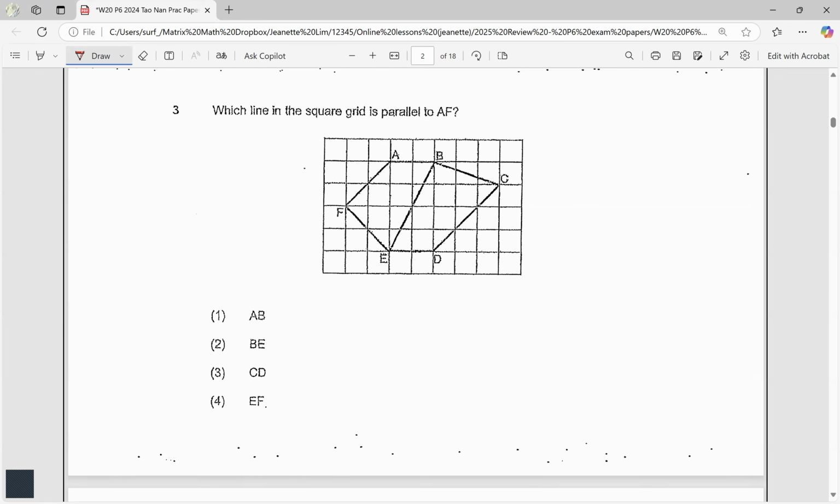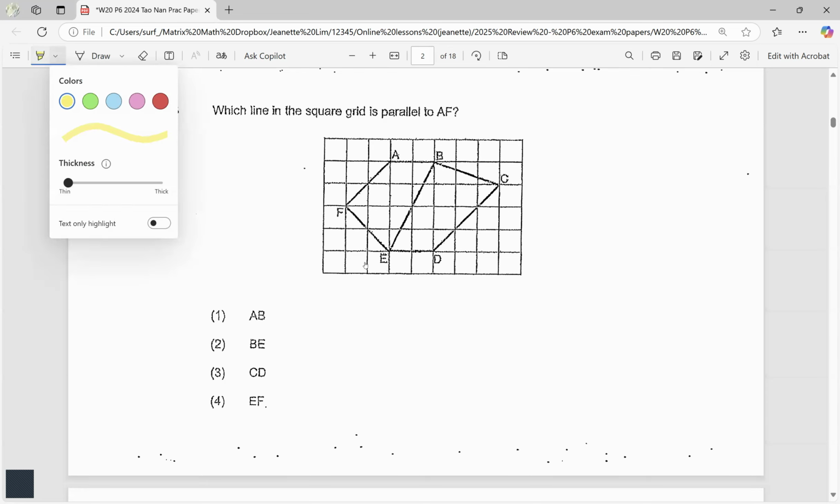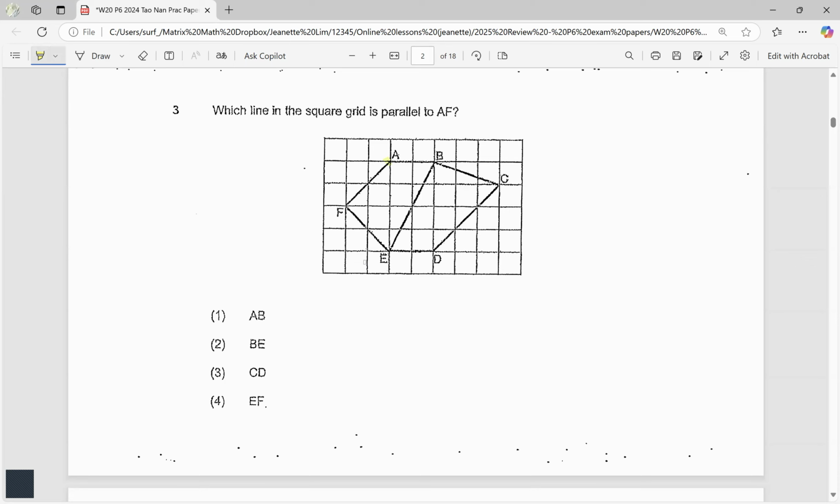Number 3, which line in the square grid is parallel to AF? So in order to see parallel lines, right? Let me just highlight and show you. We're looking at AF here, and you should be looking for a line that cuts across the grid from one corner to the next corner within one square. So you're cutting the square into half. So which line actually cuts the squares into half at a 45-degree angle?